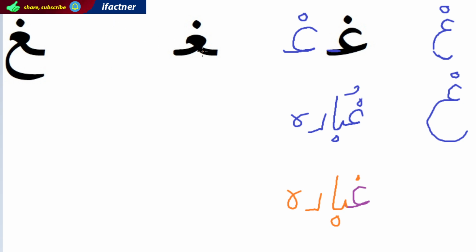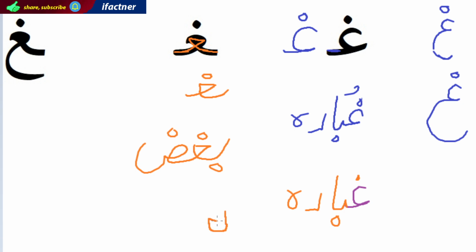Now just like ain, when it appears in the middle of the word, you need to add two connectors and make a symbol like this. So connector, ghain, and the other connector. There's a word called bughz. Bughz means jealousy. Let's see how we write bughz. Be, and then you write ghain, and then zwad. Bughz means jealousy. Or there's a word called baghal: be, ghain, lam. Baghal is your armpit.